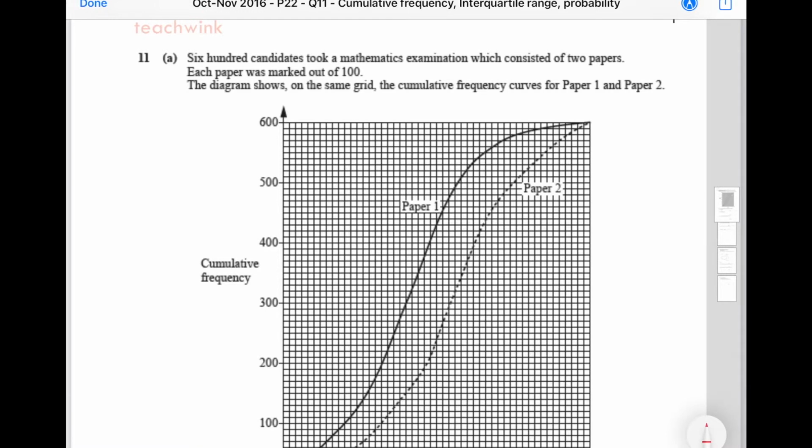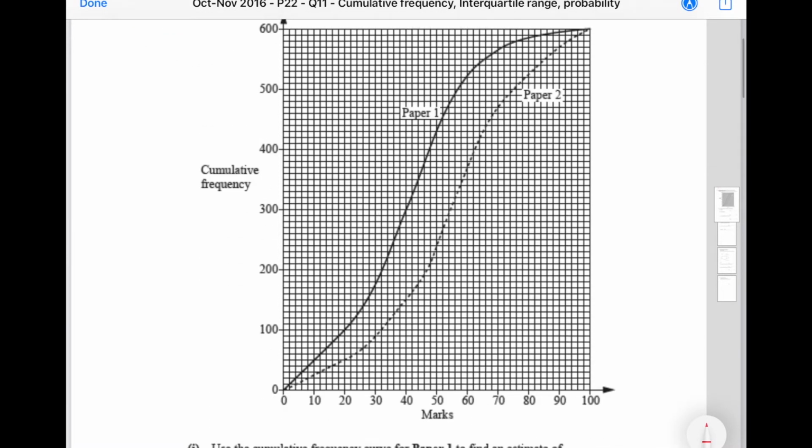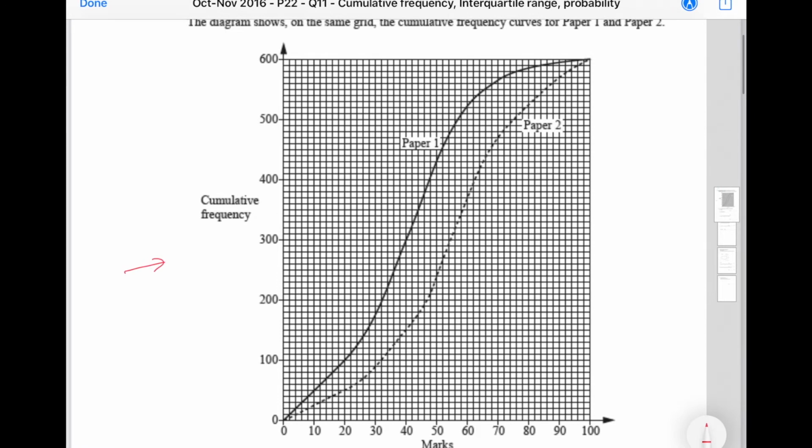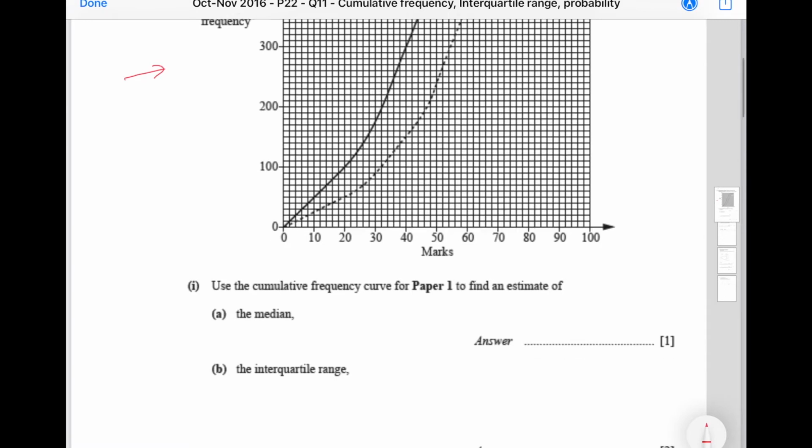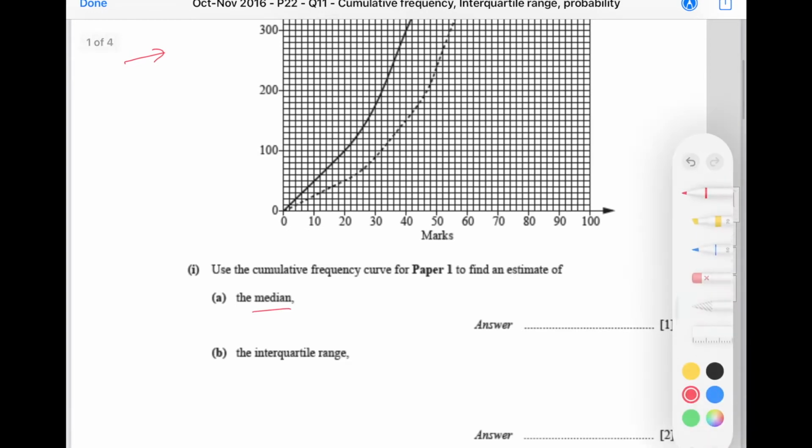Each paper was marked out of 100. The diagram shows on the same grid the cumulative frequency curves for paper 1 and paper 2. Here's the grid. There are 2 frequency curves for both of them, paper 1 and paper 2. Part 1 says, use the cumulative frequency curve for paper 1 to find an estimate of A, the median. Okay, this is fairly simple.